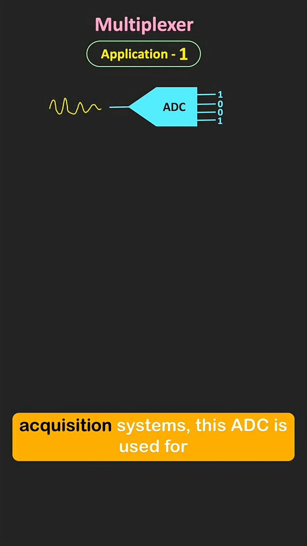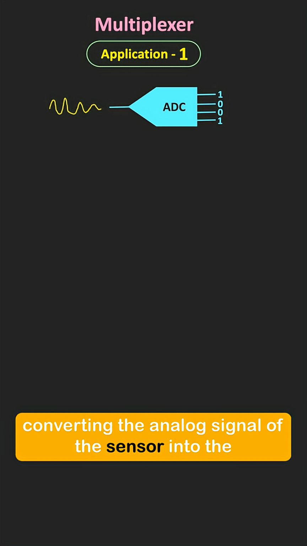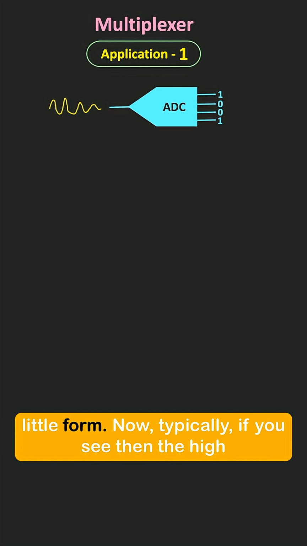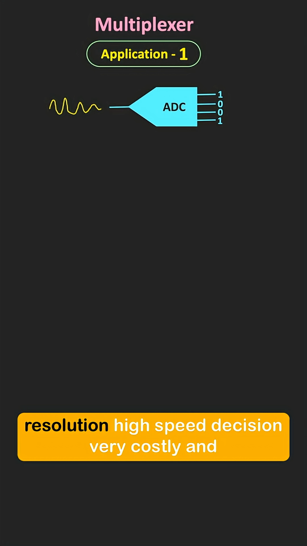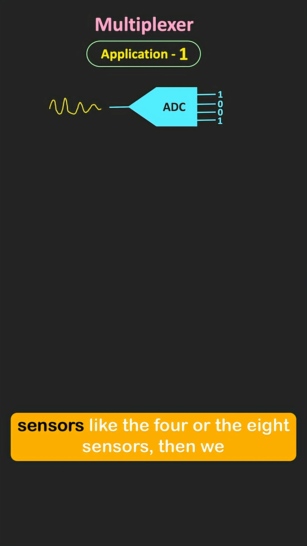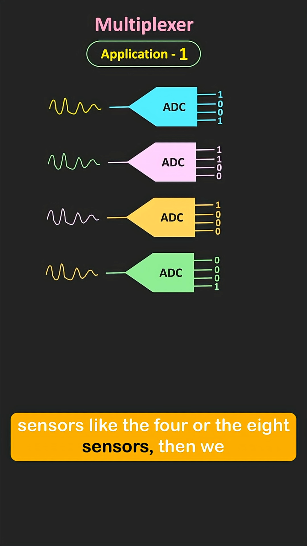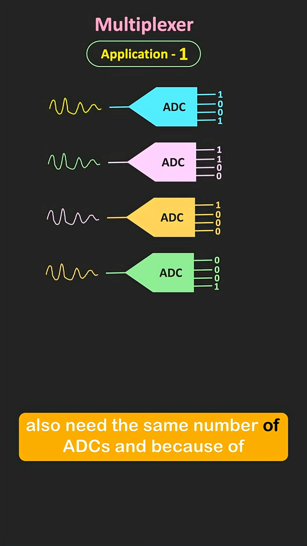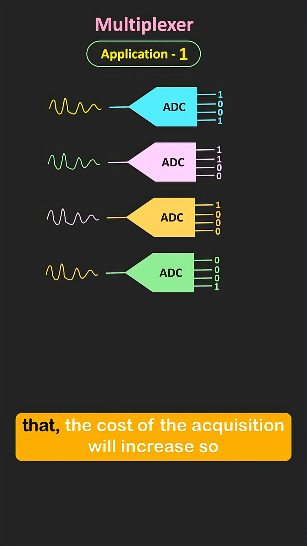In data acquisition systems, the ADC is used for converting the analog signal of the sensor into digital form. Typically, high-resolution, high-speed ADCs are very costly, and whenever we want to sense the inputs of multiple sensors, like 4 or 8 sensors, we also need the same number of ADCs, and because of that the cost of the acquisition will increase.